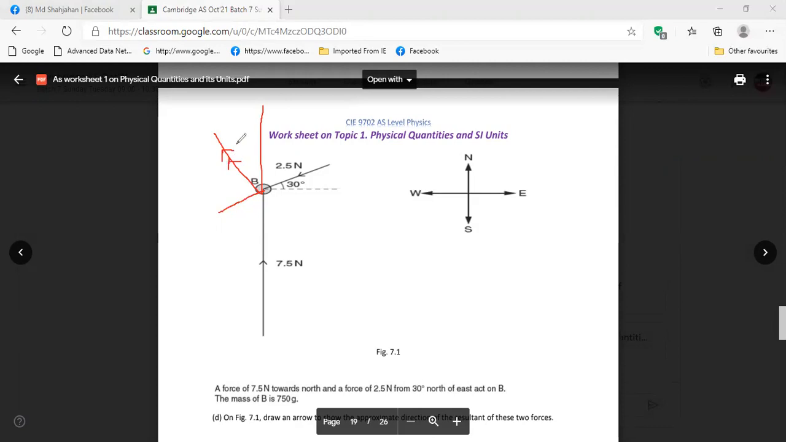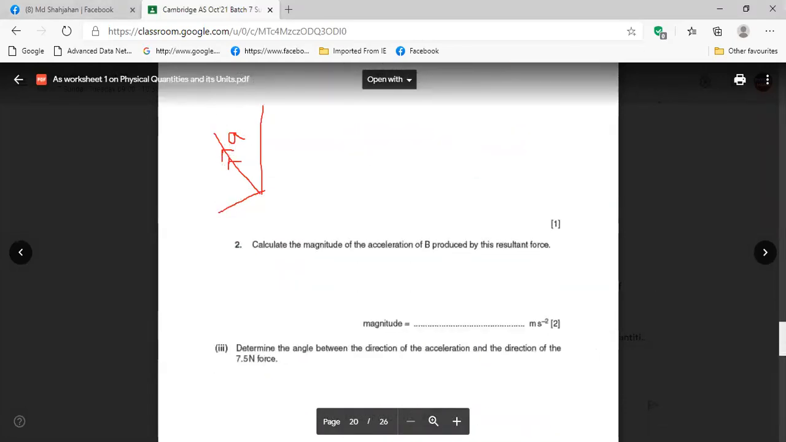According to our Newton's second law, the direction of the resultant force will be the direction of acceleration, isn't it? So the acceleration will also work here. Now, look here, what they are asking you again: calculate the magnitude of the acceleration of B produced by this resultant force.